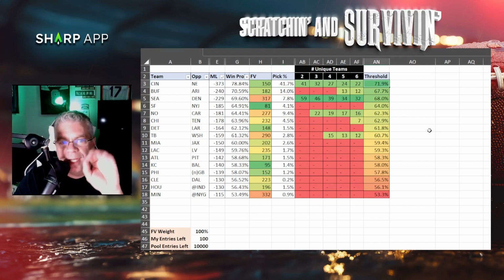71.9%, 72%, let's call it the threshold. I'm looking for teams above that. We don't have that quite yet. And this number is calculated now for every one of these teams.